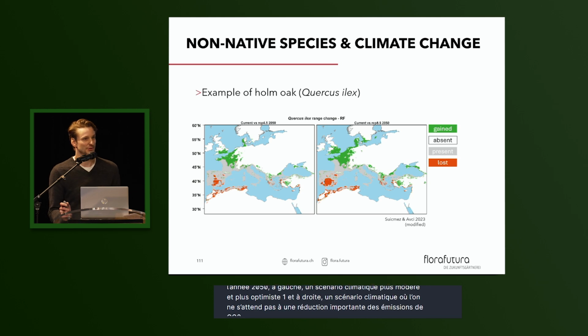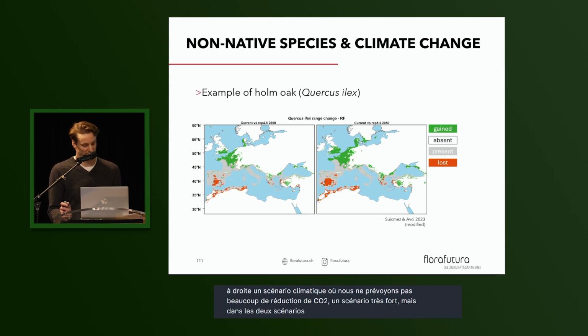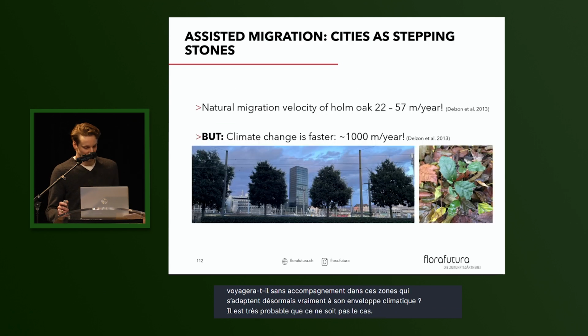But in both scenarios, we can see that the holm oak is losing quite a large area of its current southern distribution range, and that new potentially suitable areas are emerging in the north. So will the holm oak travel without support to these areas that now really fit its climatic envelope? It's very likely not happening. That's because the natural migration velocity of the holm oak was reconstructed to be somewhere between 22 and 57 meters per year.